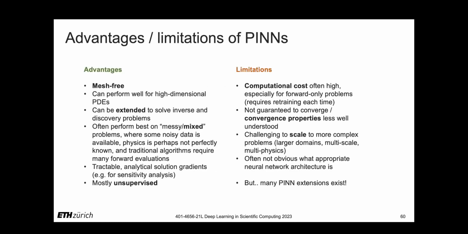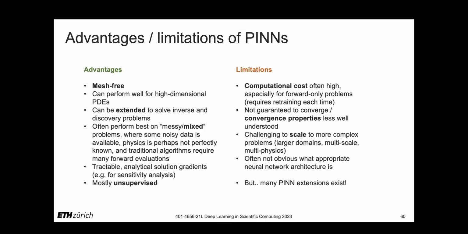Right, so let's wrap up. I already talked about the advantages. Here are the limitations. Computational cost is high, especially if we're just trying to train the PINN each time our initial conditions change. Then the convergence properties are less well understood, theoretically and empirically. PINNs are not guaranteed to converge, and for some problems they definitely don't. And then scaling to more complex problems like higher frequencies and multi-scales, you have to change the architecture or something about how you're training the PINN to improve those. We're working on improving these.